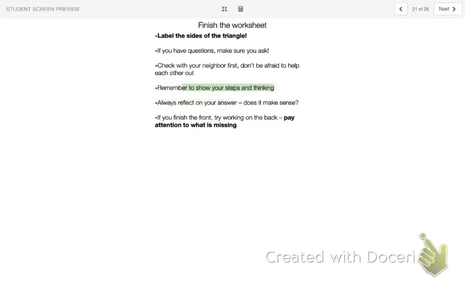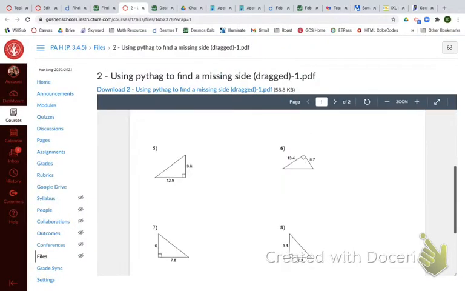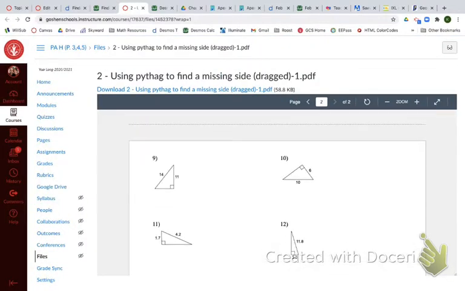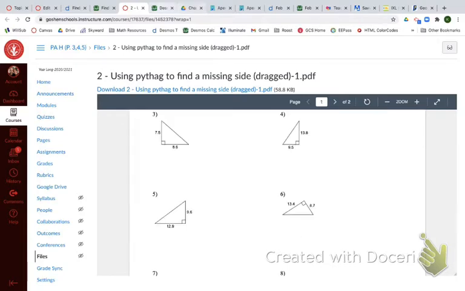So remember the worksheet was you did the first side, and now you're going to work on the back side. So in this one, you just really have to pay close attention to what side you're missing. A lot of these you are given the hypotenuse and you're missing a leg, but some of these might actually be that you have to find the hypotenuse again. So just make sure you're paying close attention there.